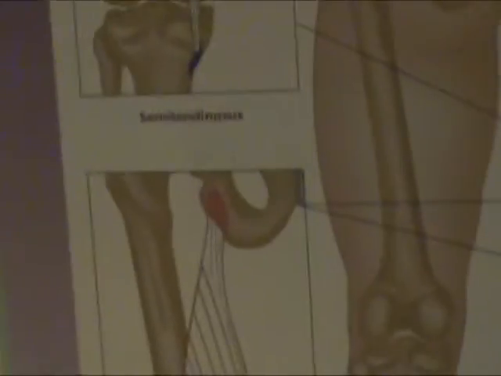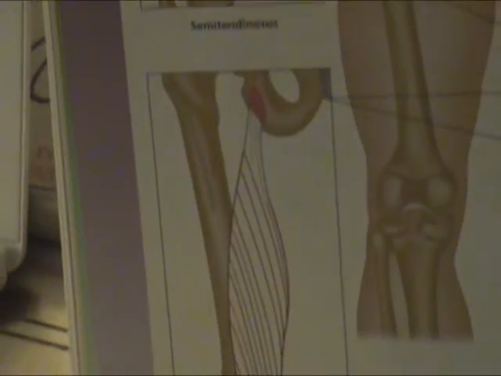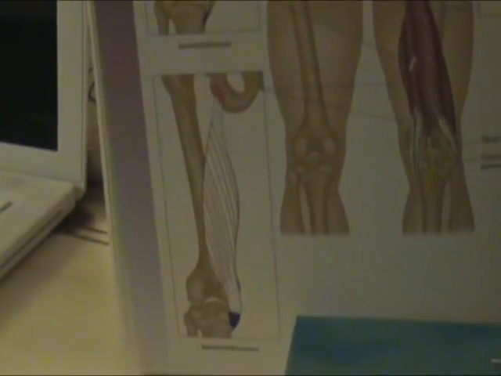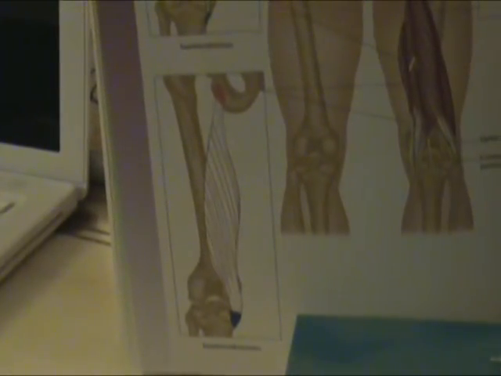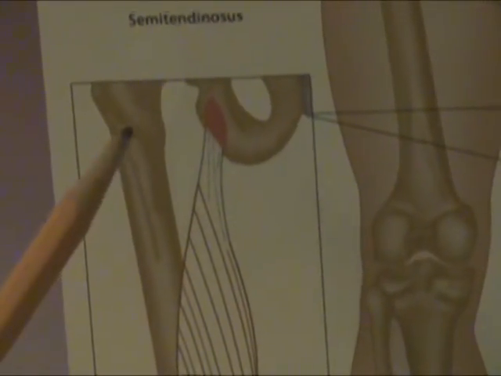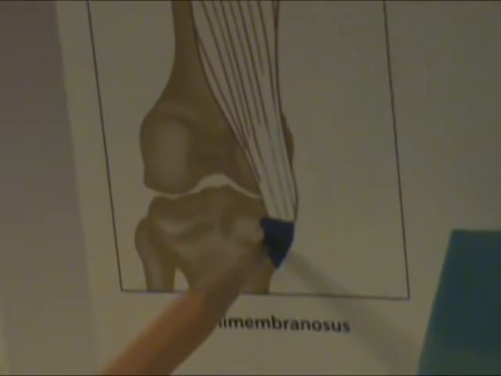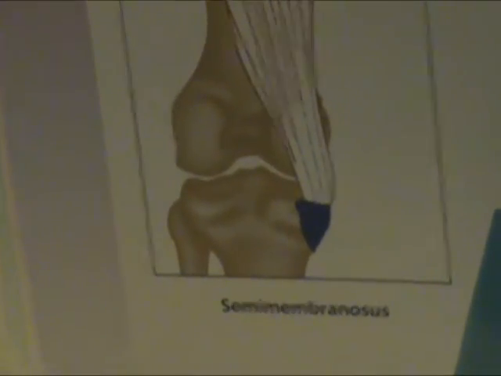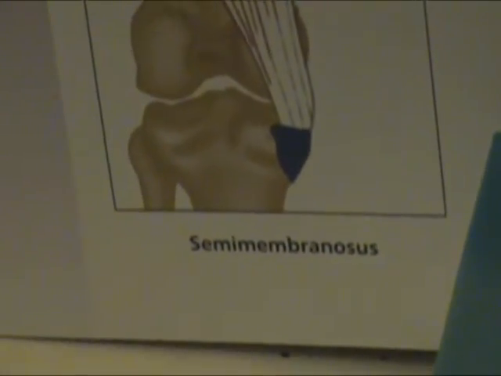Number 54 of the muscle chart is the semimembranosus, still part of the hamstrings. The origin, again, is the ischial tuberosity. And here we have the insertion, the medial condyle of the tibia. And this is for flexing the knee and extending the thigh.